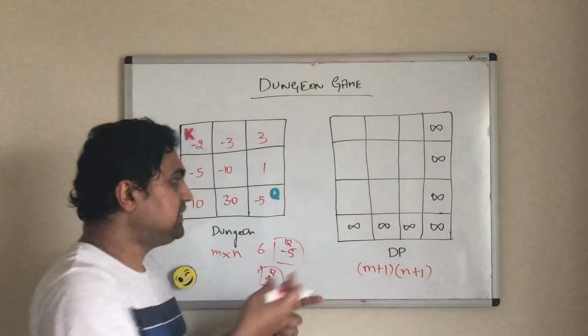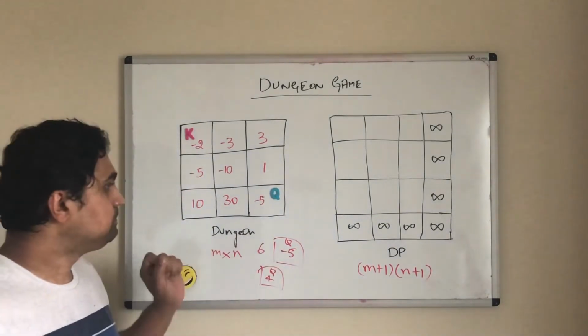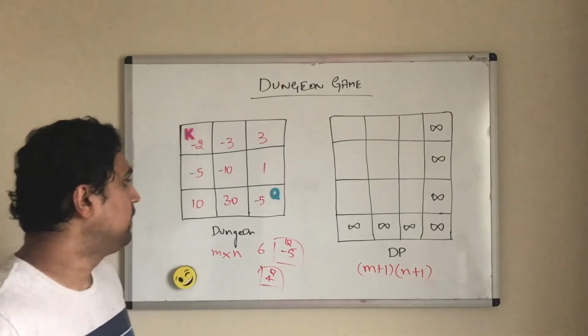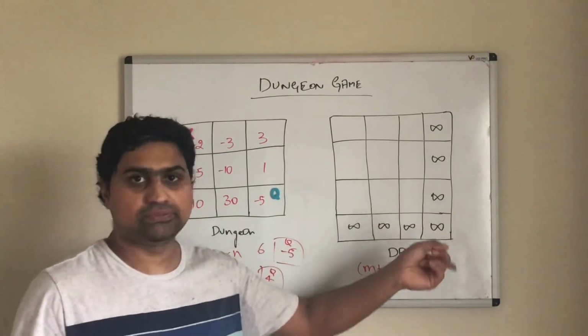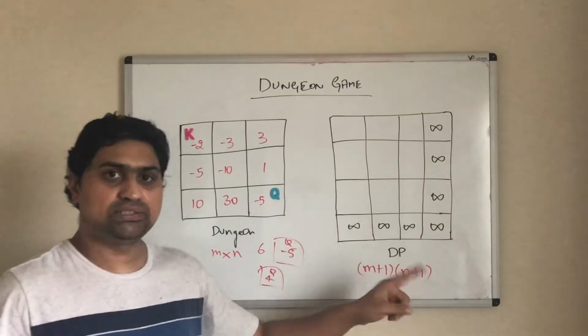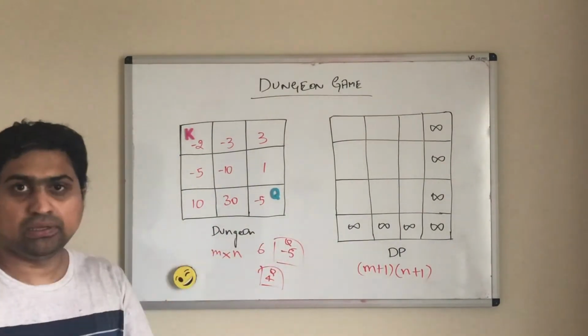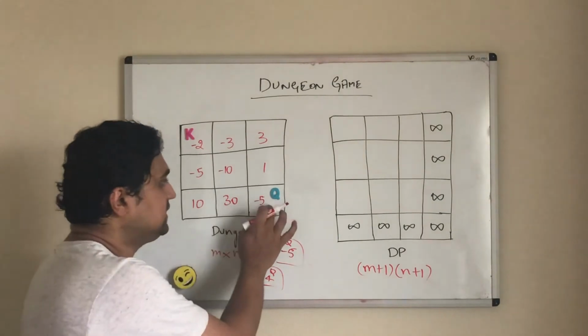Okay. So here I have a DP table. The DP size is 1 greater than this dungeon. So this is m cross n and this is m plus 1 cross n plus 1. And the last row and the last column is filled with infinity. So you will understand the reason in just a moment.